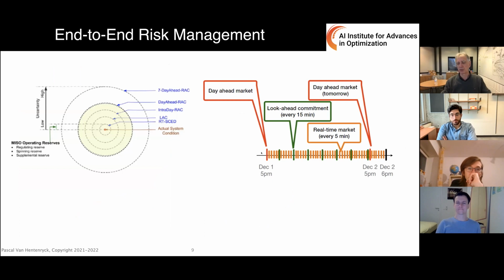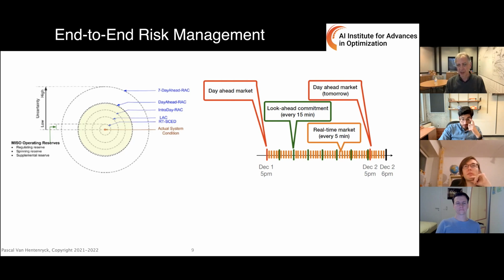So the day before, you are deciding which generators are going to be ready for generating electricity. This is called a commitment. And then every 15 minutes, you're looking at adapting this commitment because you may not have enough at that particular point in time. And then you have the real-time markets, which is trying to match the load, the demand, and the generation.